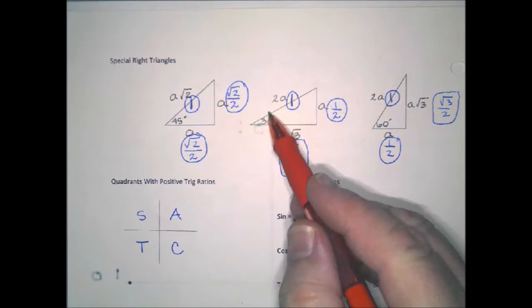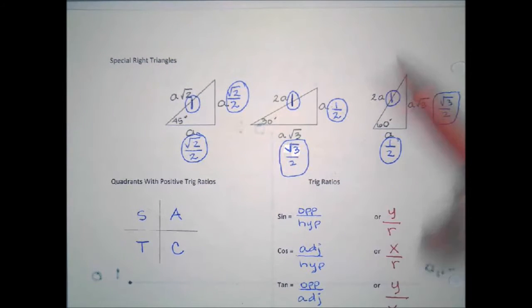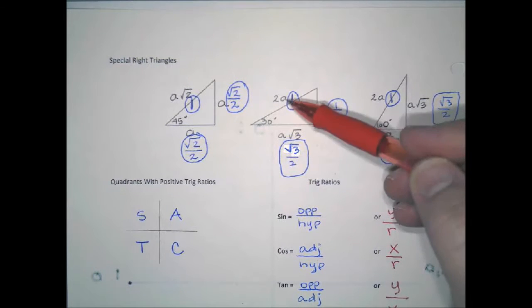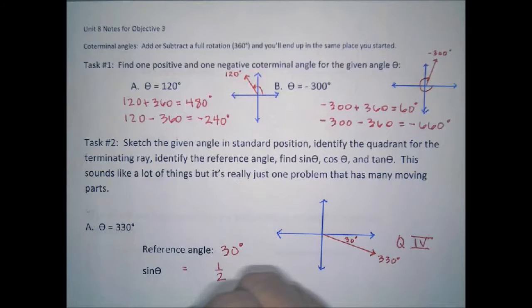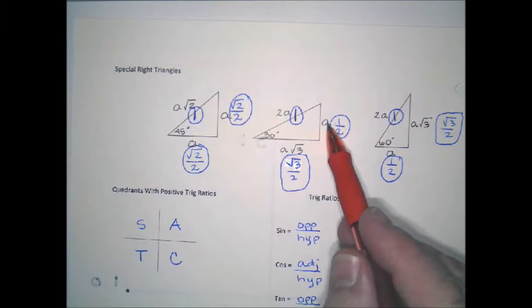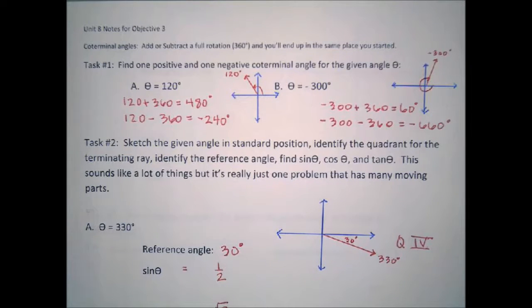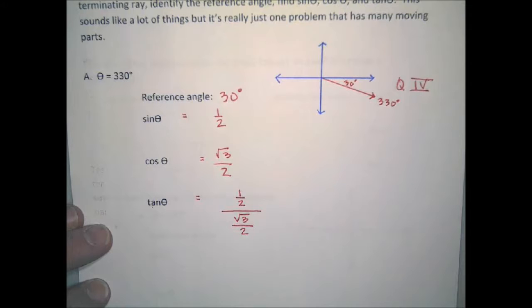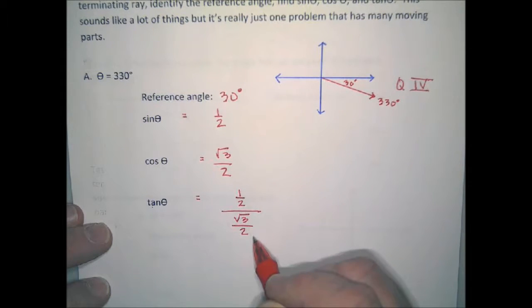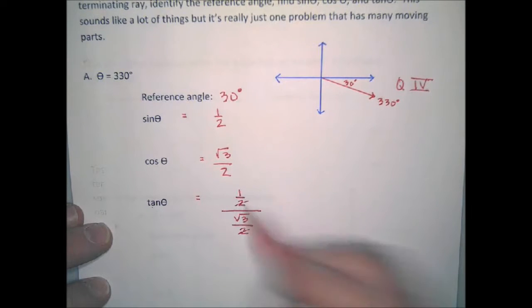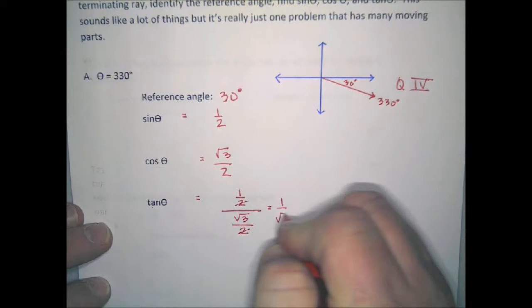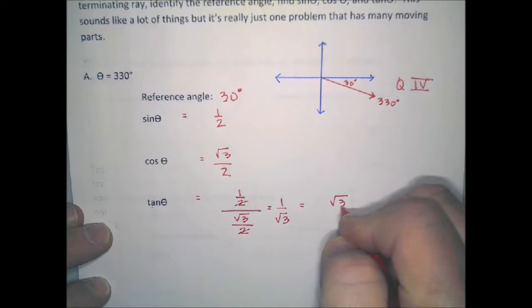Cosine of 30 degrees is adjacent over hypotenuse, so it's √3 over 2 over 1, so it's just √3 over 2. And tangent of 30 degrees is opposite over adjacent, so it's 1/2 over √3 over 2. Now, from here on out, we're not going to do the long division every single time. The 2's are going to basically cancel each other, so that's going to be 1 over √3. And when I rationalize this, it makes √3 over 3.